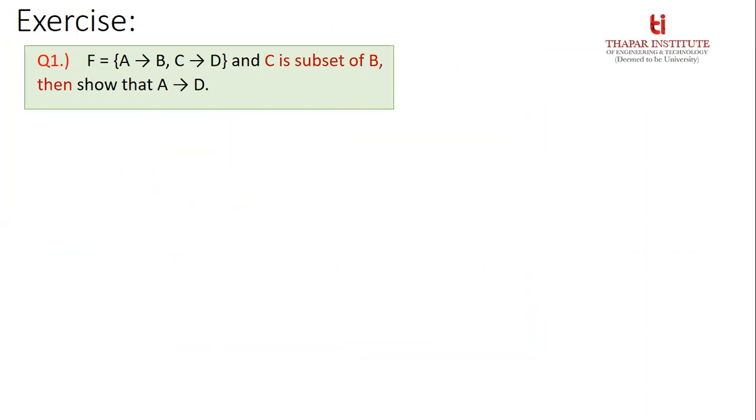This is an example or exercise for you. Let's say there is a dependency set F: A determines B and C determines D, and C is a subset of B. This is given. Show that the dependency A determines D will be available or preserved. Can we infer A determines D from this question? Yes, please solve it and reply fast.